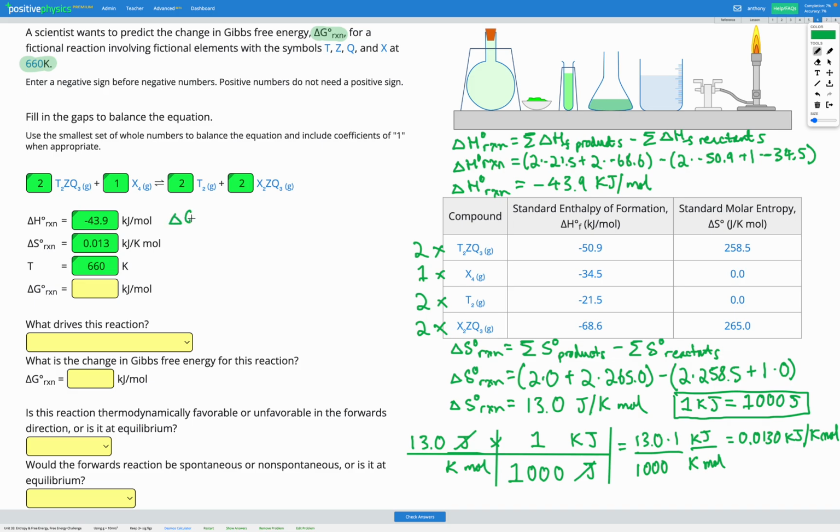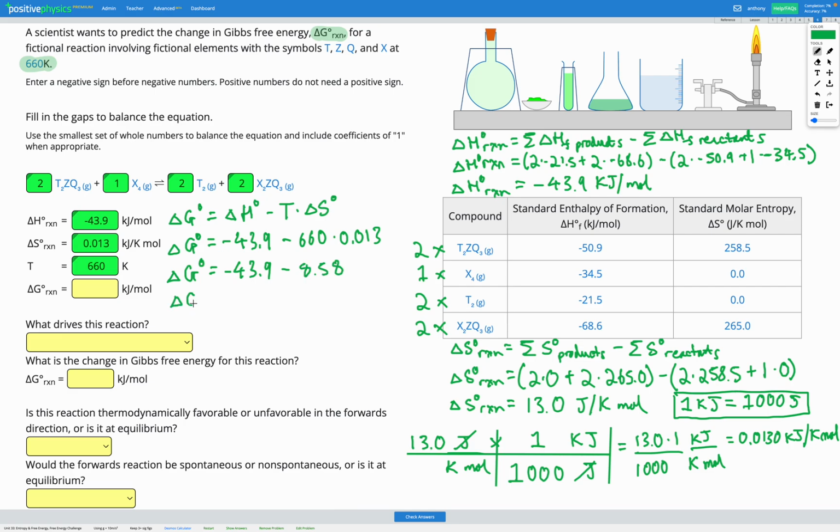So we've got delta G naught for a reaction is equal to delta H naught for our reaction minus temperature times delta S naught for our reaction. So let's go ahead and put in our numbers since this is already arranged for delta G naught. Delta H naught was negative 43.9. We're subtracting the temperature, which is 660 Kelvin, multiplied by the change in entropy, which was 0.013. So we've got delta G naught is minus 43.9. And then we're subtracting, I'm going to put in my calculator 660 times 0.013. That gets 8.58.